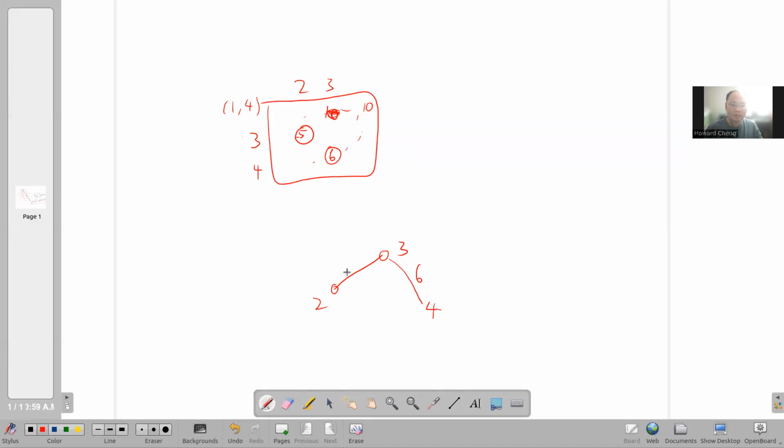is this way, the 6. Why can't it be something else? Why can't it go from 3 to 2 and then go this way? Because that would require you to add a larger number than 6, because I told you that other than this 5, there's no smaller number here.